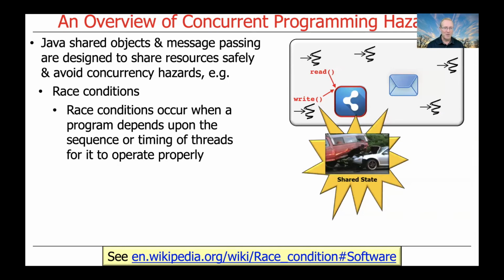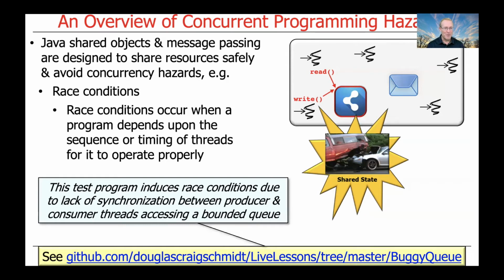So one classic type of concurrency hazard that we've talked quite a bit about up to this point are race conditions, which can occur when a program depends upon the sequence or the timing of its threads in order for it to operate properly. If you want to see an example of a program that intentionally incurs race conditions, take a look at the link at the bottom of the slide.